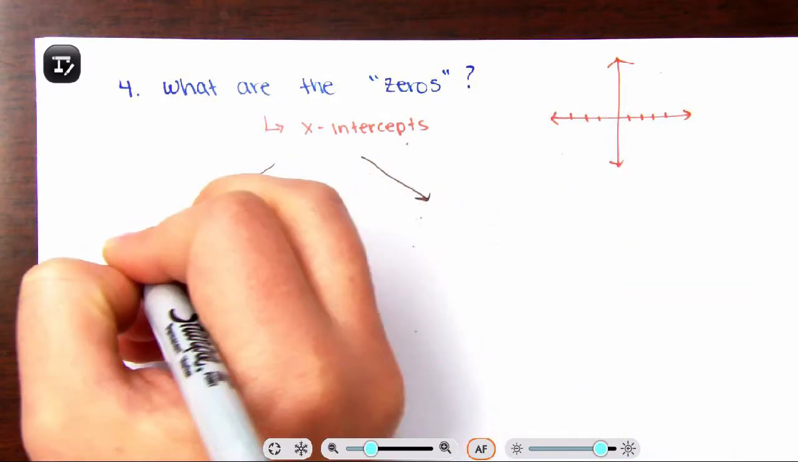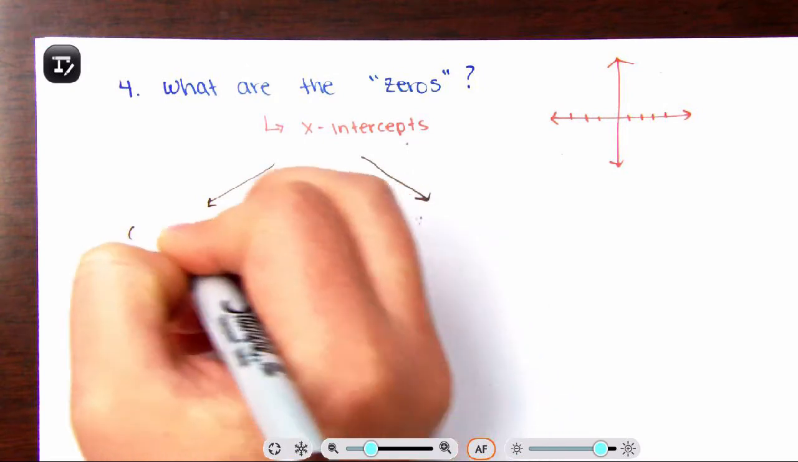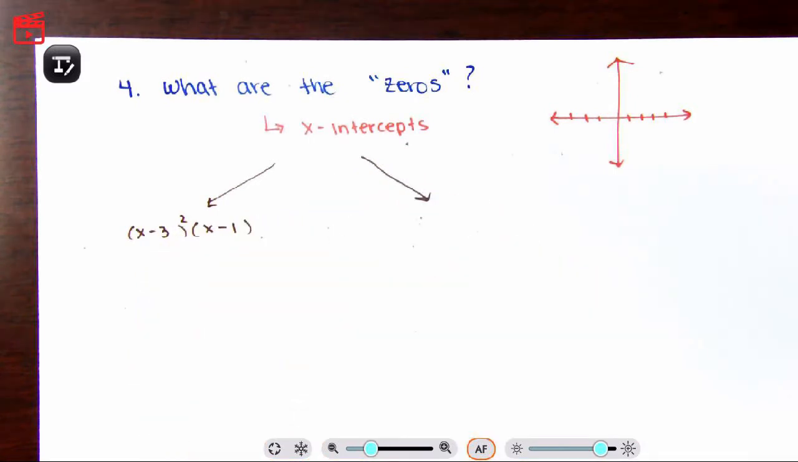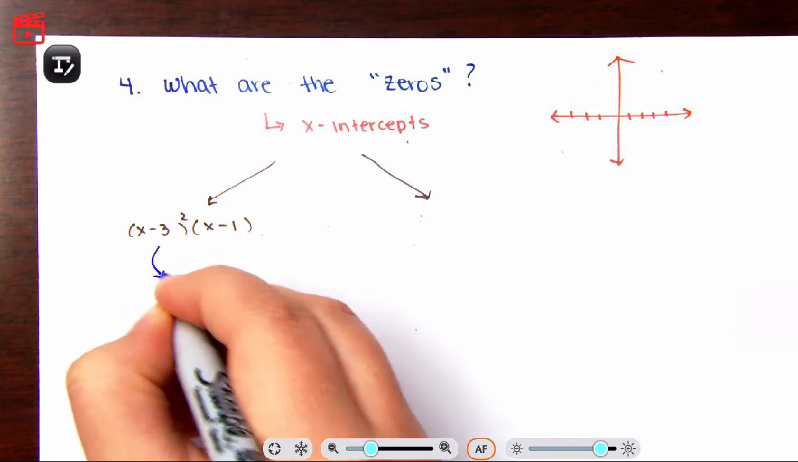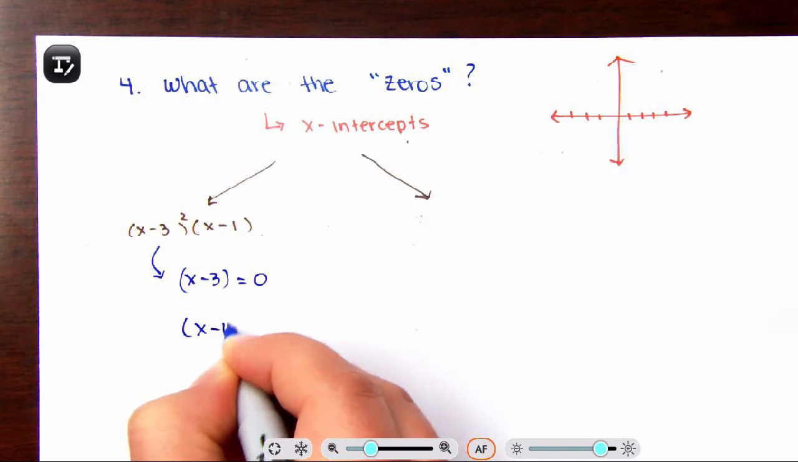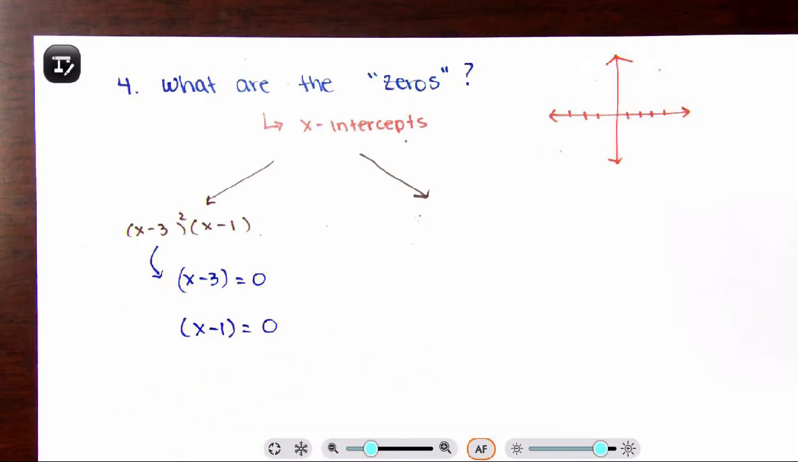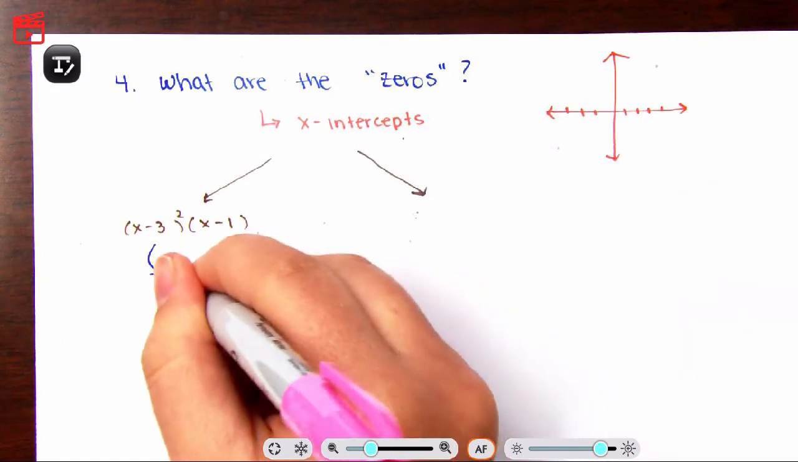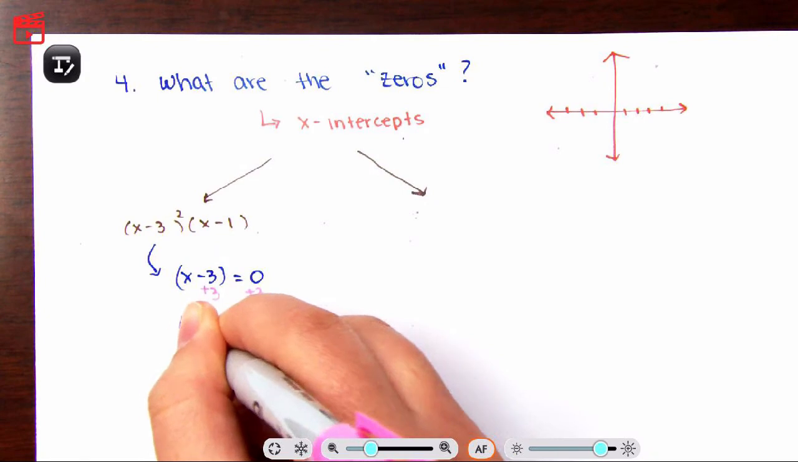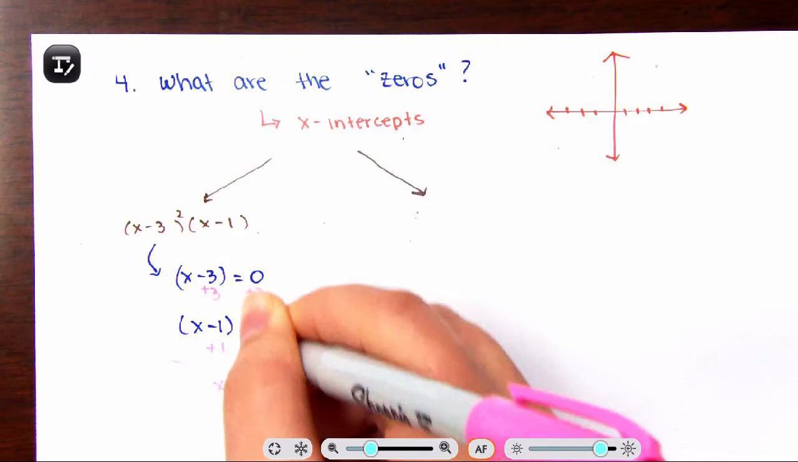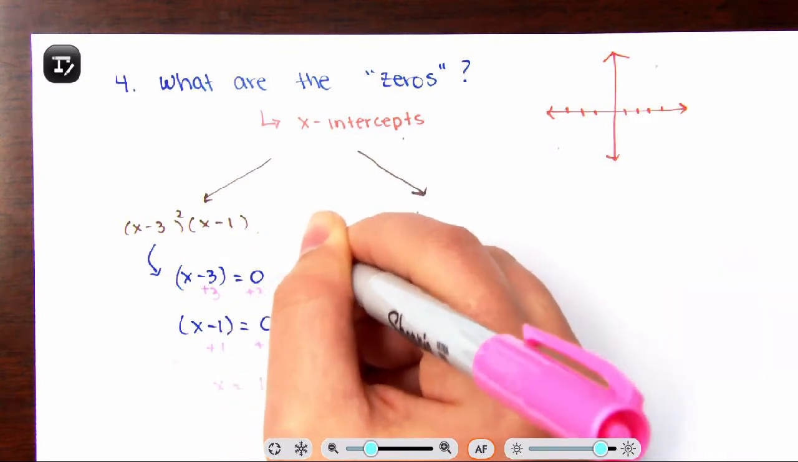So the first one we can do, let's say we have a bubble. Let's say we have 2 bubbles. And to find a zero, you're going to take each bubble, set it equal to 0, and then you're going to solve. So I'm going to add 3 to both sides. Add 1 to both sides. So I have x is equal to 1, and I have x is equal to 3.